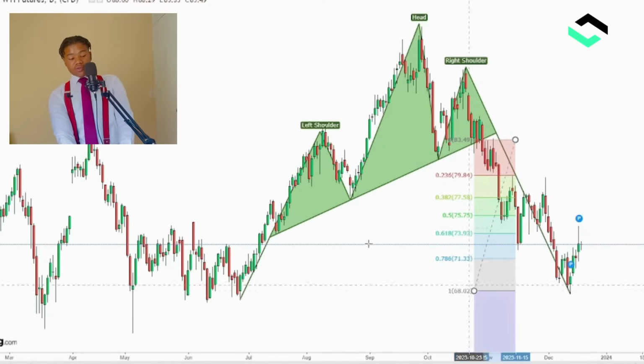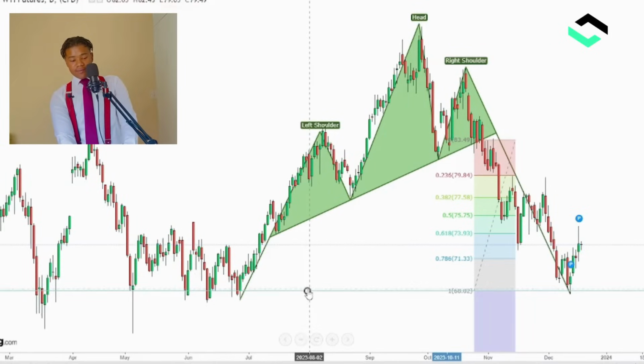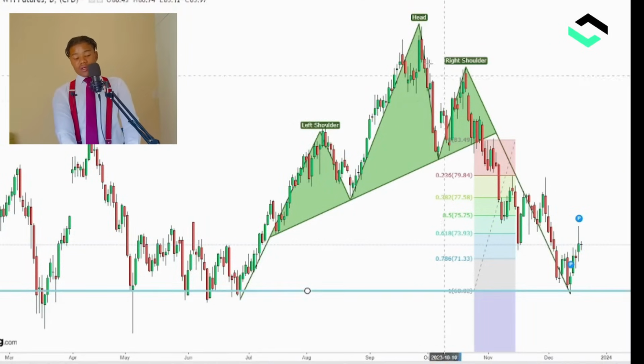Let me put a horizontal line so that you guys can see that by measuring the height of the neckline to the head, we can get where the market is going to end when trading the head and shoulder pattern, where our final TP will be. Head and shoulder pattern, guys.